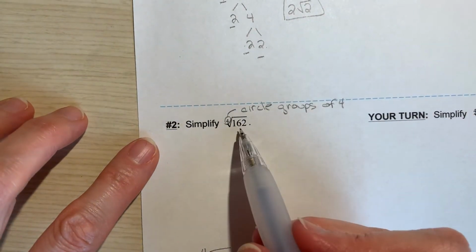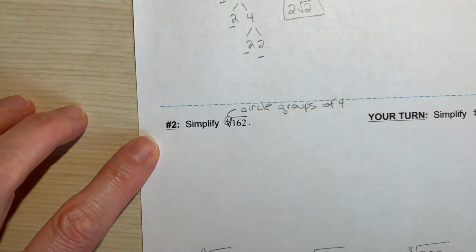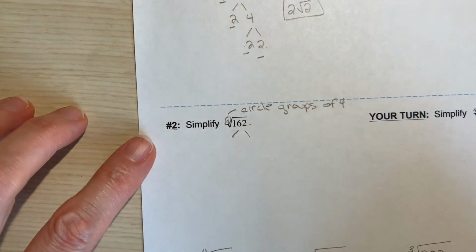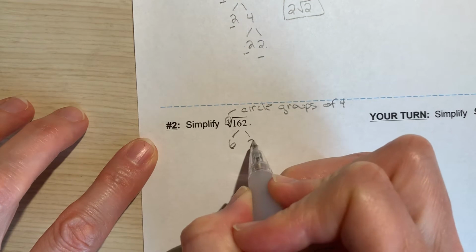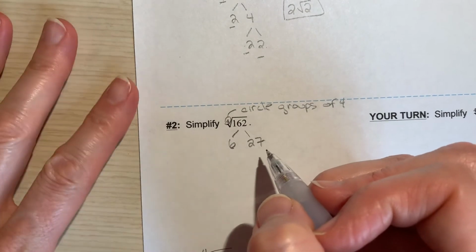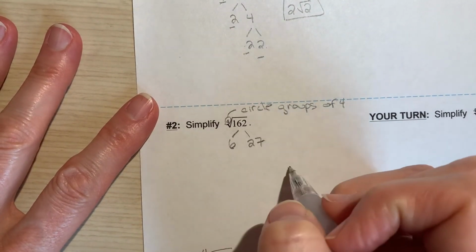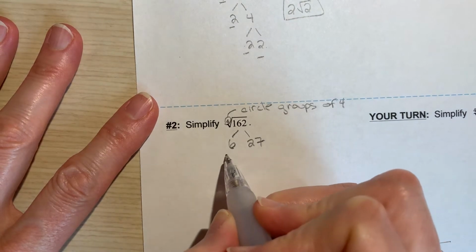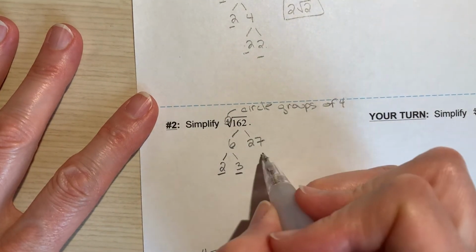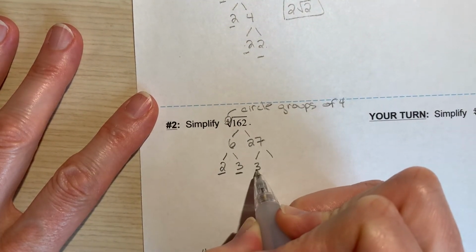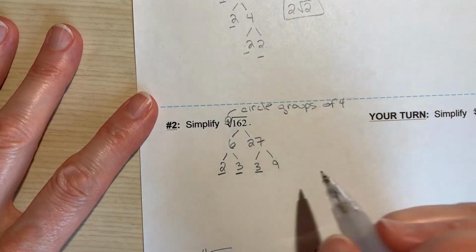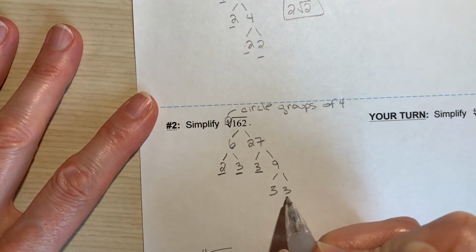Okay, so I still need to do a tree on 162. That's a big number, but that's okay. I punched this in my calculator and I found out that it is 6 times 27. Now you might start with 2 times something or 3 times something. Doesn't matter how your tree starts, the bottom will always be the same. 6 is the same as 2 times 3. Those are both prime numbers, so that's the bottom of that part. 27 is the same as 3 times 9. 3 is prime, so that's going to be the bottom there. And 9 is 3 times 3.